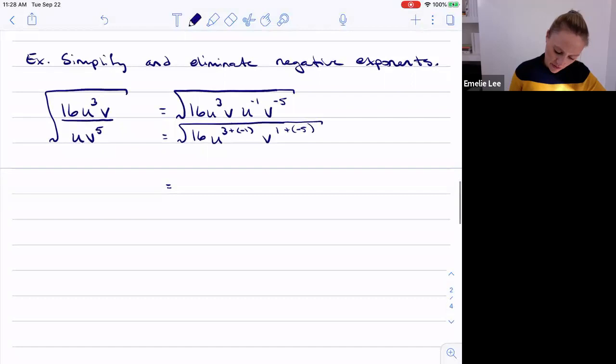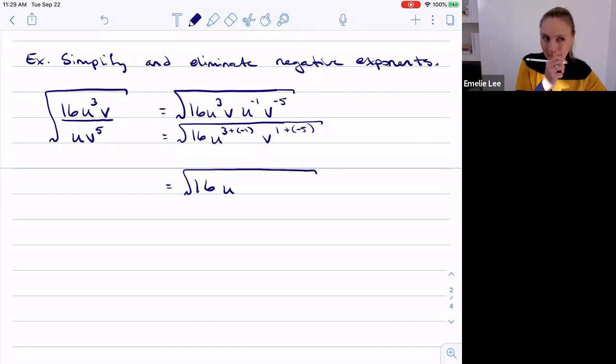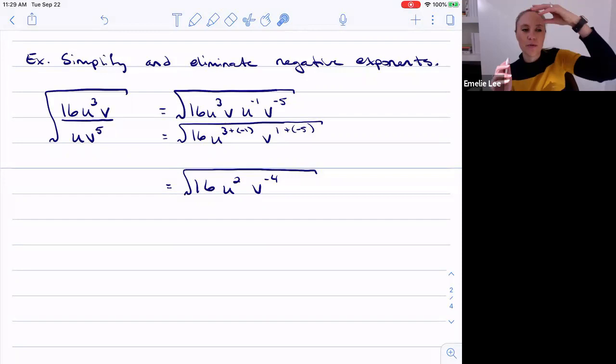On the next page here. So now I've got 16, and this is all under the square root, u to the 3 plus negative 1, that's 2, and then v to the 1 minus 5, negative 4. Now that I'm simplified in here, I'm going to do the same thing that I did earlier and split up the square root over each of these terms to see if I can eliminate anything.